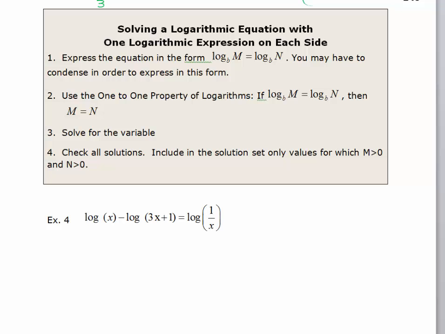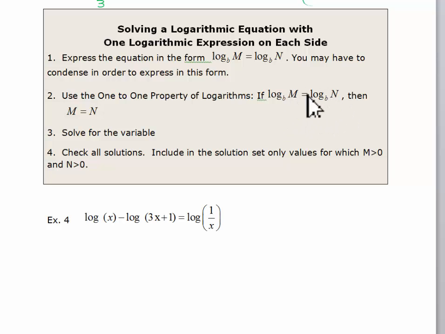In this lesson we're going to solve logarithmic equations, only this time we're going to have a logarithmic expression on each side, and we'll use the one-to-one property of logs. That property states that if the log base b of m equals the log base b of n, then m equals n. So basically, if the bases are the same, you can just set the arguments equal to each other.